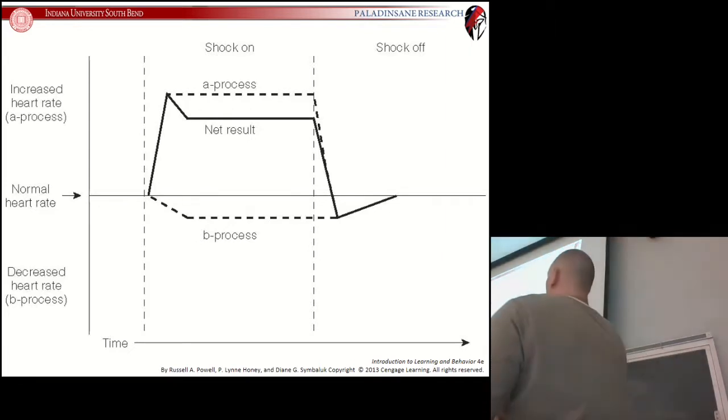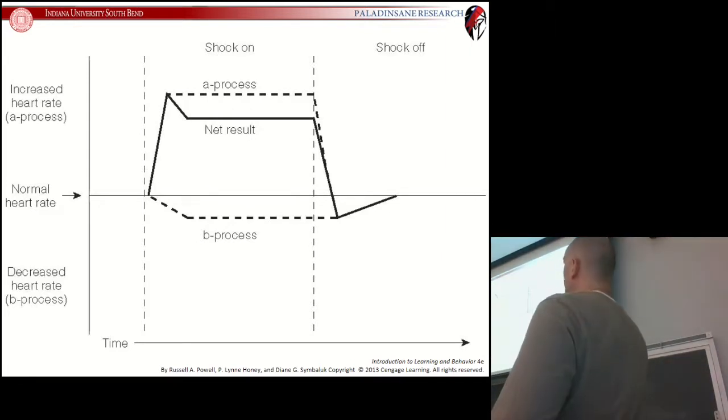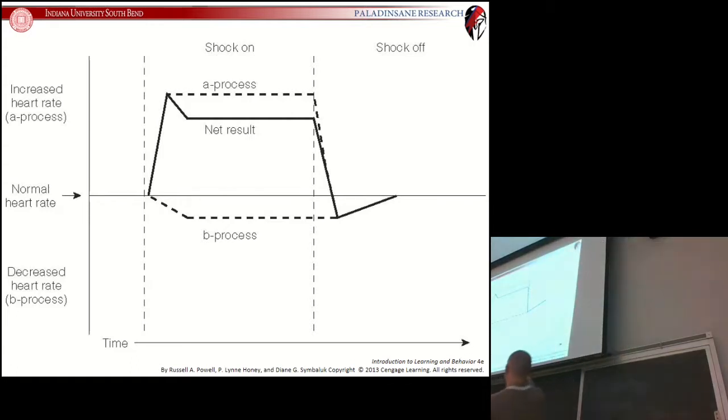And then also what happens is that once the shock stops, so here we have shock on, over here we have shock off, your A process very quickly goes away. When the shock is on, your body's like, oh my gosh, I'm being shocked, heart rate up, heart rate up. And then when it stops, your body's like, oh, it's off. Okay, heart rate back to normal. So the A process is very quick to be turned on and turned off, but the B process is slower.